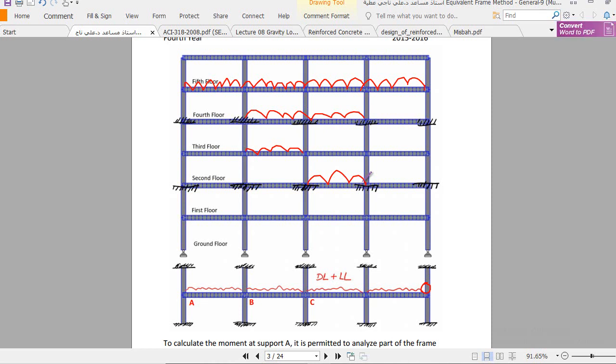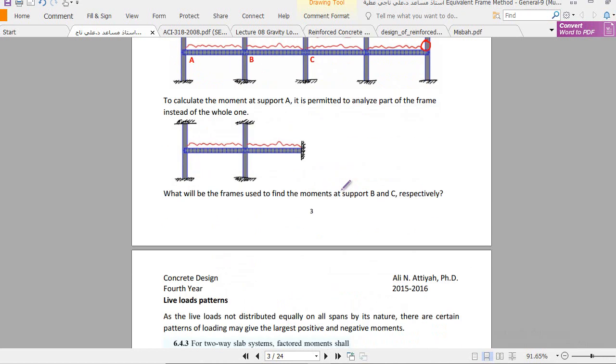Finally we get what is known as a moment envelope. That moment envelope shows us the maximum and minimum moments, or maximum and minimum shear forces. This is very important to understand, because we have to use pattern loading in the equivalent frame method. This is one reason that it lengthens the calculation of the equivalent frame method. So in today's lecture we will cover this.